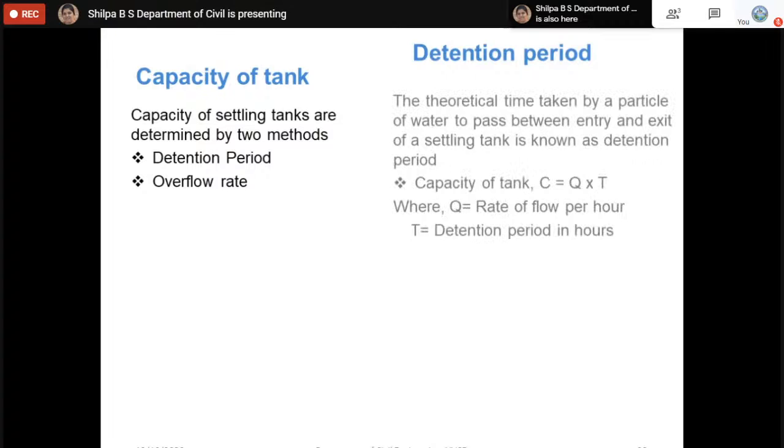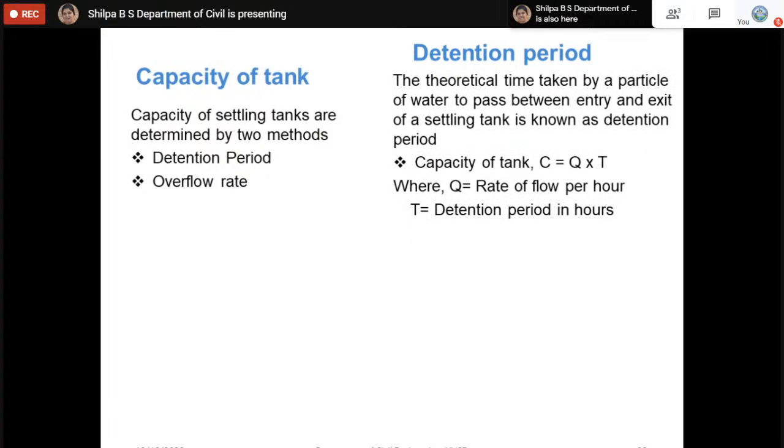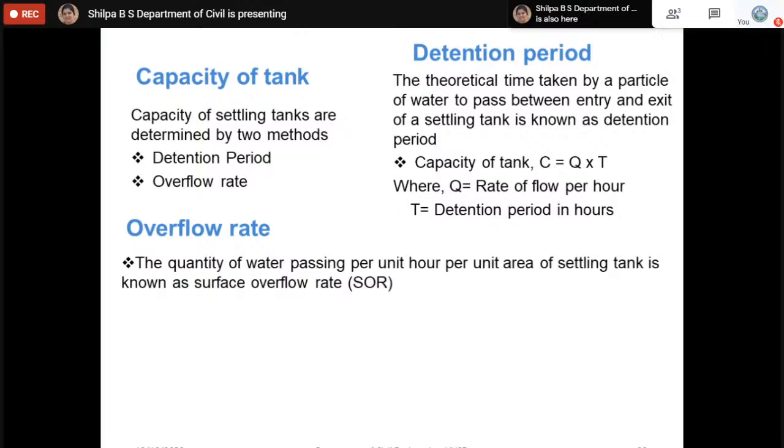The detention period is the theoretical time taken by a particle of water to pass between the entry and exit of the settling tank. So the capacity of the tank we can decide based on the rate of flow of water and the detention time. The rate of flow of water into detention time will give us the capacity of the tank. The other method uses the overflow rate. Overflow rate is nothing but the quantity of water passing per unit hour per unit area of the settling tank. It is also referred to as SOR, surface overflow rate.